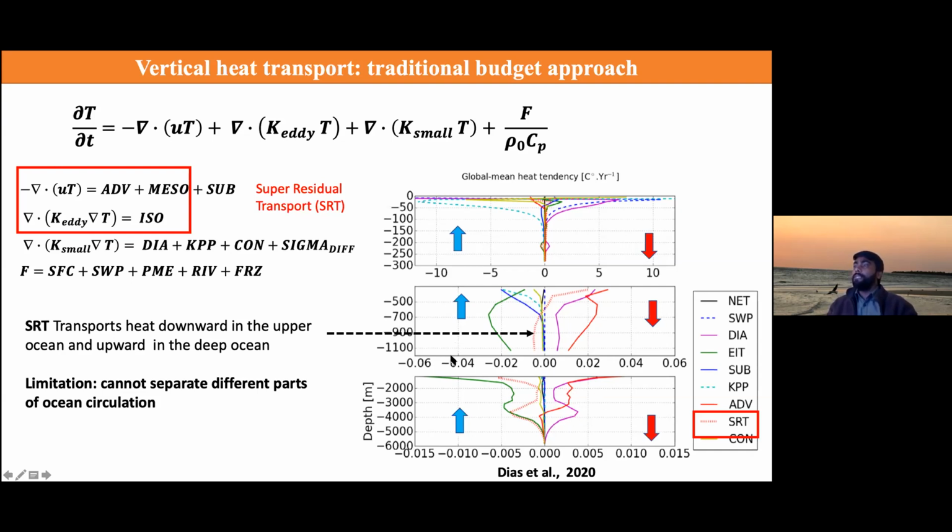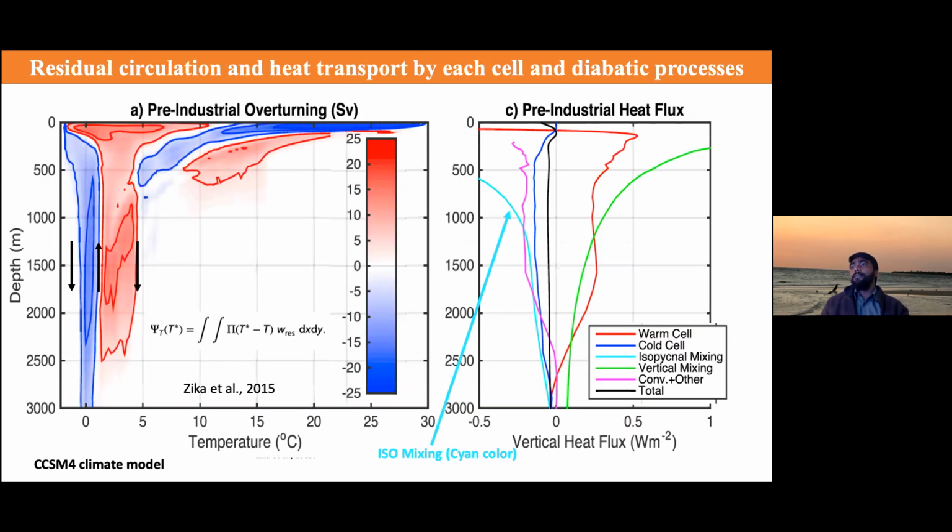But the main limitation of this study, and also of the budget approach, is that you cannot separate different parts of the ocean circulation. For example, how much heat is transported by the meridional overturning circulation or how much heat is transported by the Antarctic bottom water circulation. To do that, Groeskamp et al. 2015 projected a three-dimensional circulation in depth and temperature coordinates by using the streamfunction, as you can see here, and found three main cells.